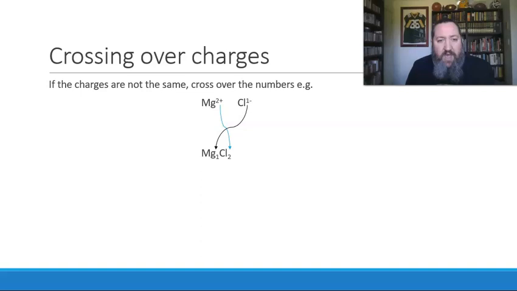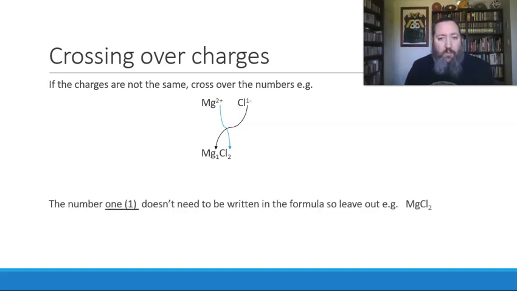So if we remember our calcium chloride, calcium was a Ca2+, Cl1- for the chlorine, and then that became CaCl2, because we needed 2 of the chlorines to cancel out that calcium. Here we have the same thing, Mg2+ tells us that there must be 2 chlorines, Cl1- tells us that there must be 1 magnesium. When we write it in the formula, we don't need to include the number 1, so we'll leave that out. Magnesium chloride is just written as MgCl2.